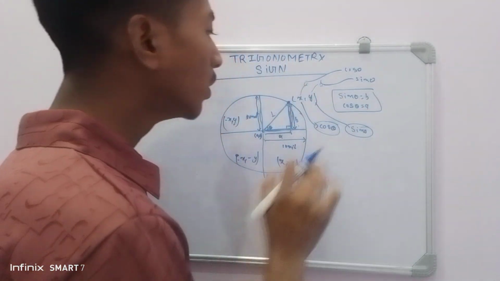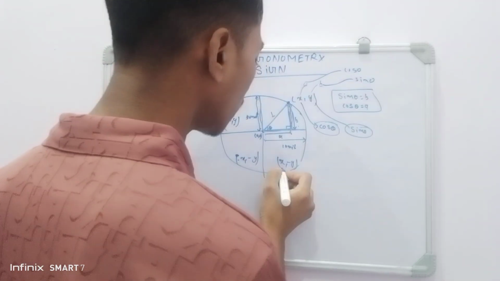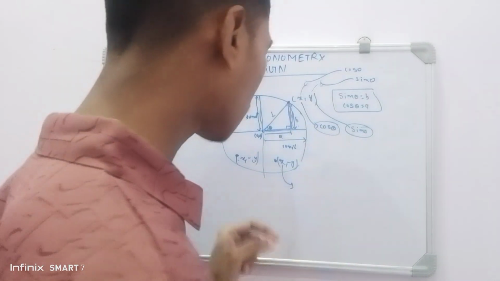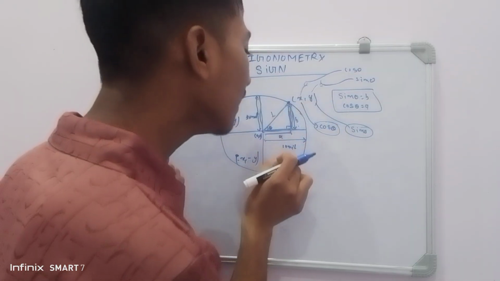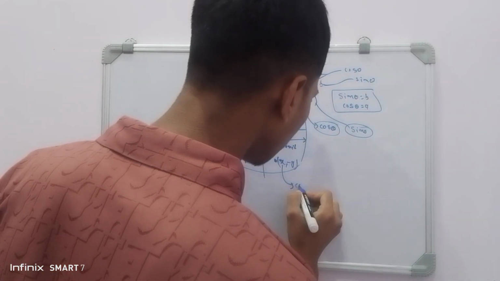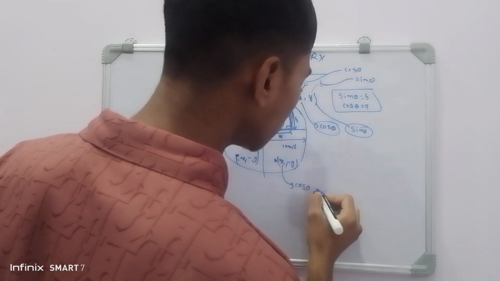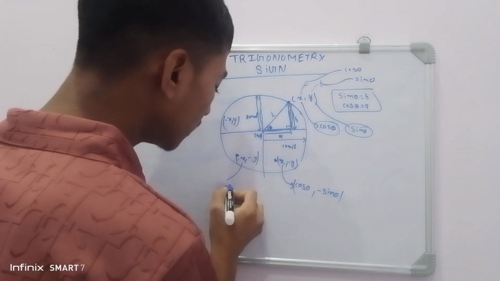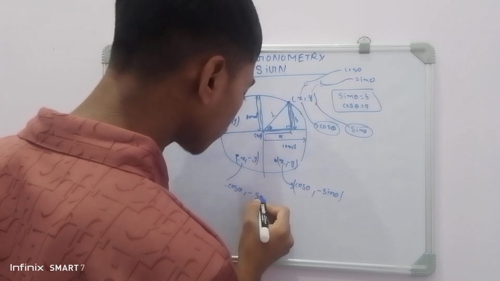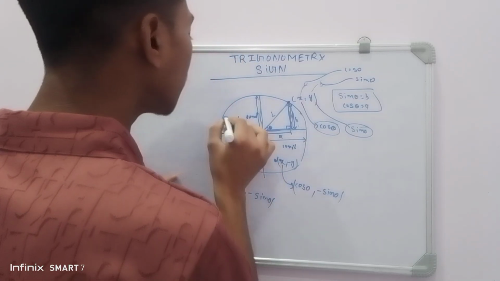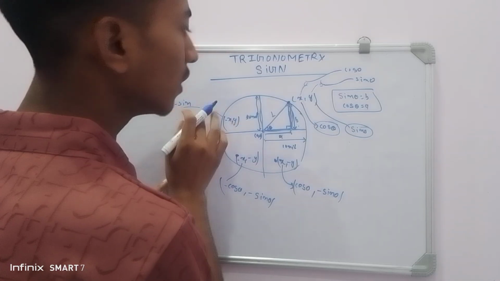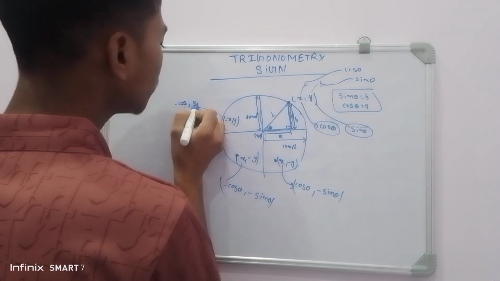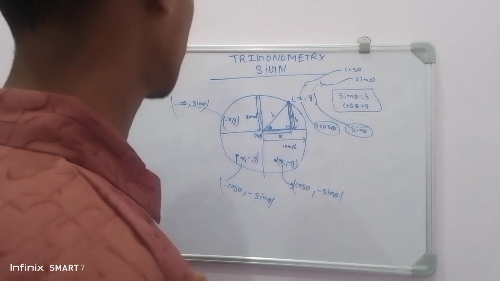So if I ask you to find the coordinates in trigonometric functions of a point, let's suppose it is any point in the third quadrant. As you know, in the third quadrant x and y are both negative, so this is going to be minus cos theta and minus sin theta, like this. And in the second quadrant you will get minus cos theta and plus sin theta.